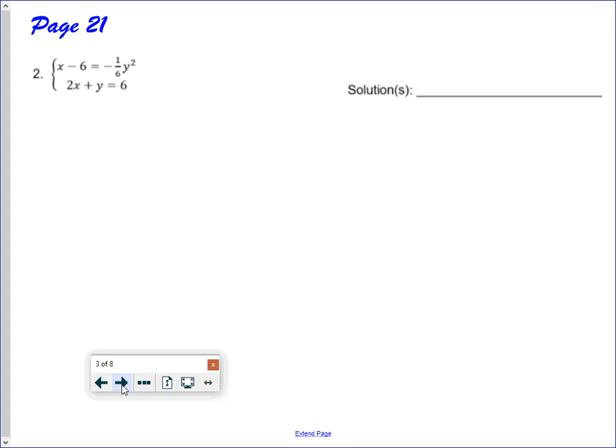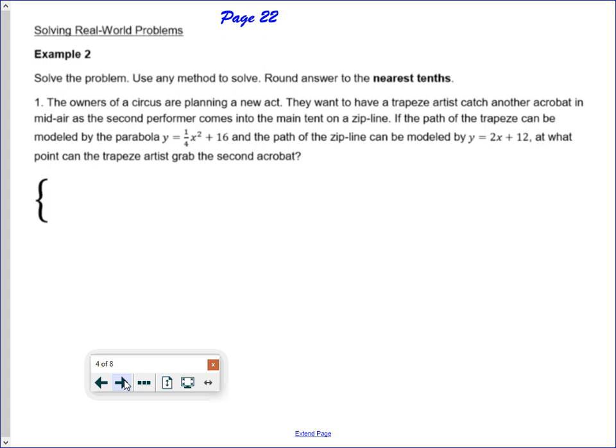For this video specifically, I don't want it to be too long, and I want it to be focused on today's topic, which is solving real-world problems with a linear quadratic system. All right. So here we're told we can solve this problem any way we want to. We just need to solve it, and we're rounding answers to the nearest 10.